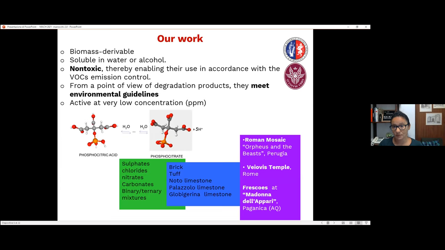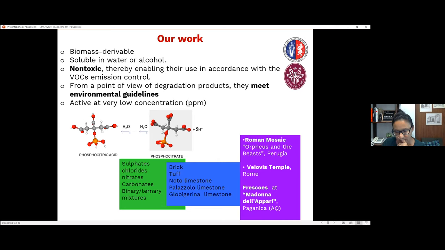So let's come to our work. In recent years we have undertaken a broad research focusing on the inhibition properties of a pool of bio-based molecules, which are soluble in water or alcohol, are non-toxic, and are active at very low concentration. Within this pool of molecules, we identified one in particular, which is the one you can see represented here. It is the phosphocitrate, which is very effective. I won't go into the rationale of the choice of this inhibitor in terms of structure.